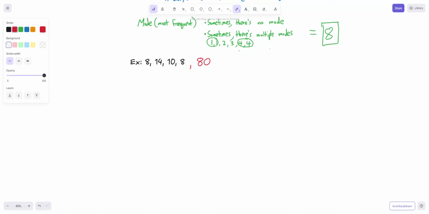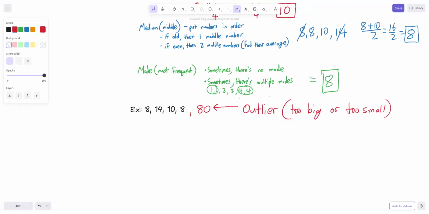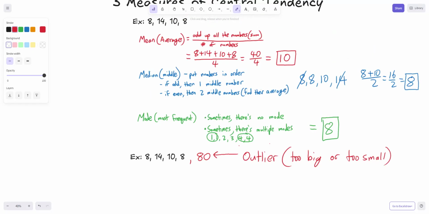Now, obviously 80 is very different from 8, 14, 10, and 8. 80 is a lot bigger. Any number that's too big or too small compared to the rest is called an outlier. An outlier is too big or too small. And as you'll see shortly, having an outlier will mess up one of the 3 measures of central tendency.